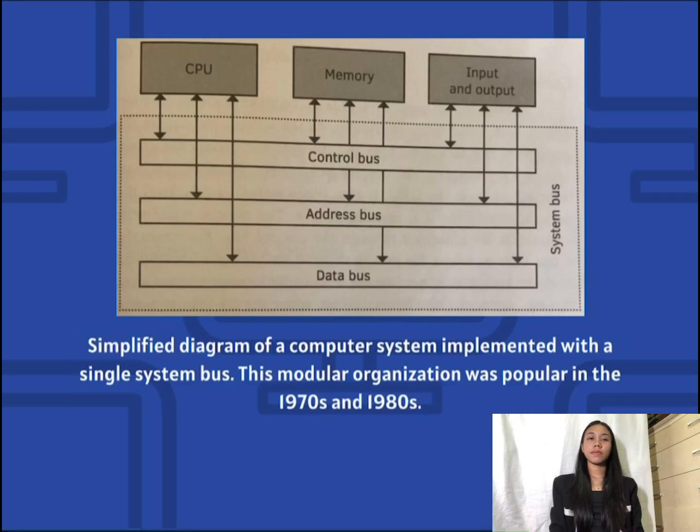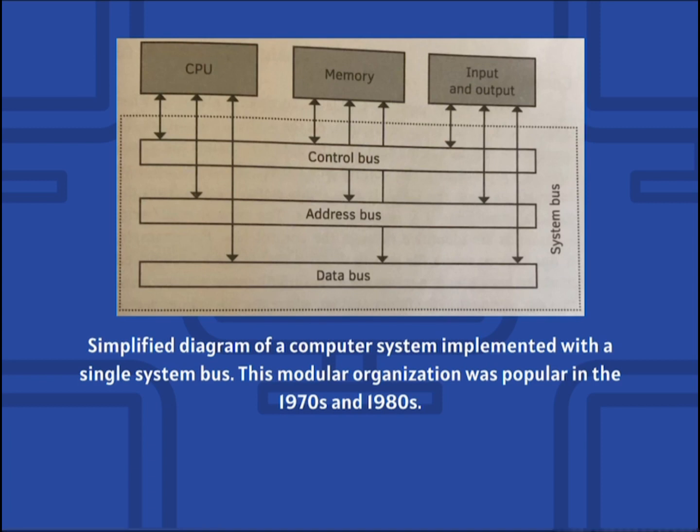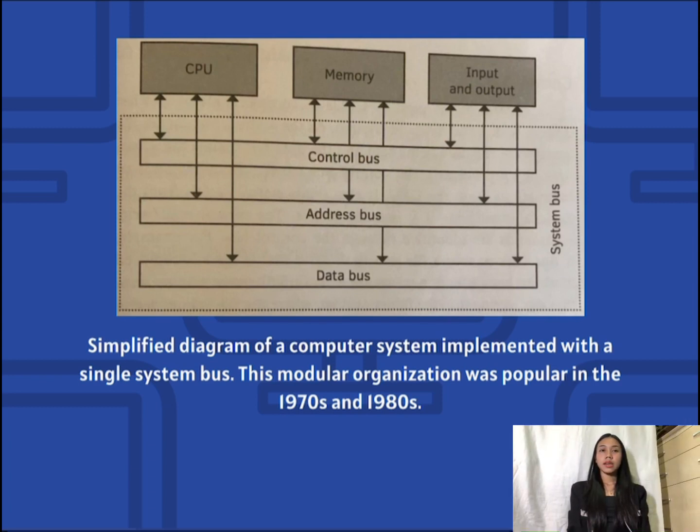This is a computer system layout prevalent in the 1970s and 1980s. It is called a single system bus design, which is a type of organization where all components of the computer, like the CPU, memory, and peripheral devices, are connected through a shared communication line known as the system bus. This modular organization allowed for easier expansion and modification because components could be added or removed without disrupting the entire system. There are three types of buses: the data bus, address bus, and control bus.